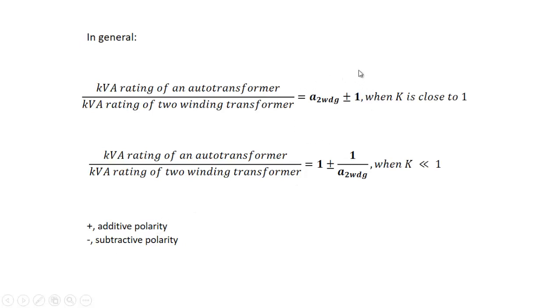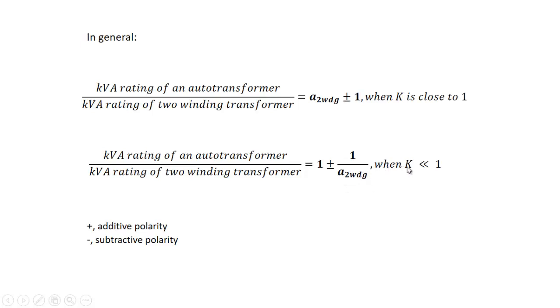So this formula will be used for when K is close to 1. The same formula can be used, that is, the kVA rating of the auto transformer divided by the kVA rating of the two winding transformer will be equal to 1 plus or minus 1 divided by A of the two winding transformer, that is the transformer ratio of the two winding transformer.